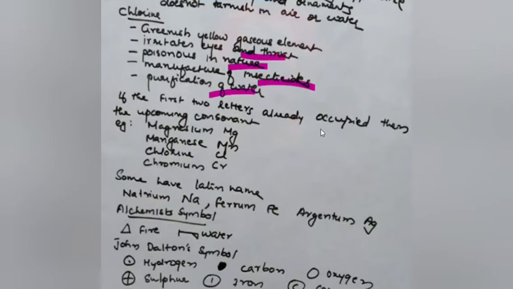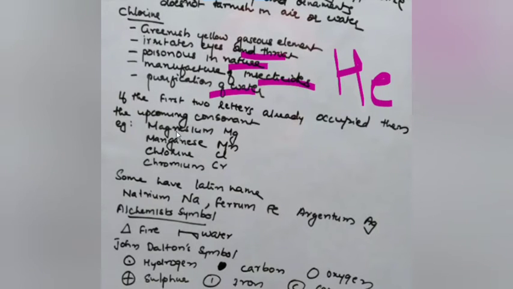If the first two letters are already occupied, then the upcoming consonants are used, as in the case of magnesium and sodium. Latin words are also used. Then consider helium. We are using what? H means hydrogen, already occupied. So what are we using? We are using He, that is helium.